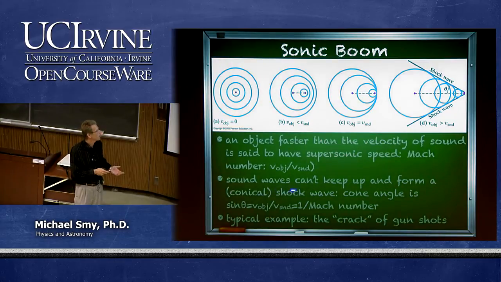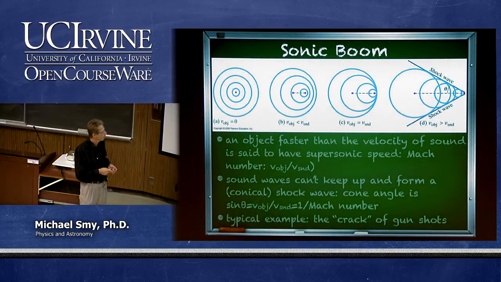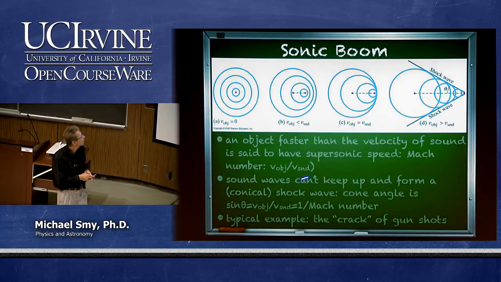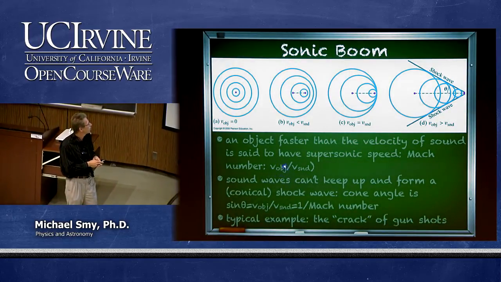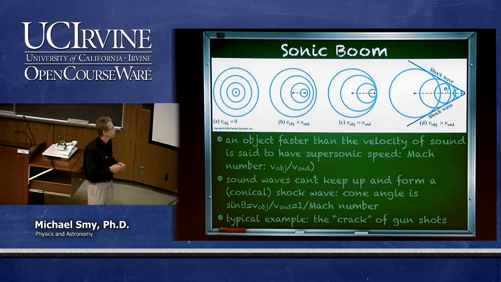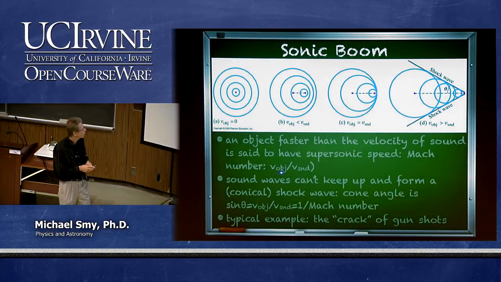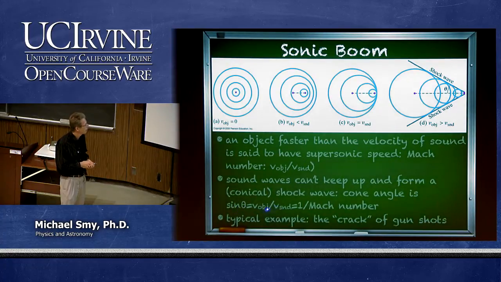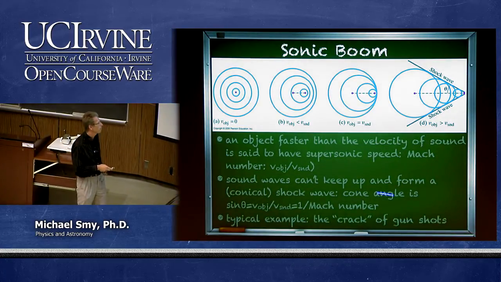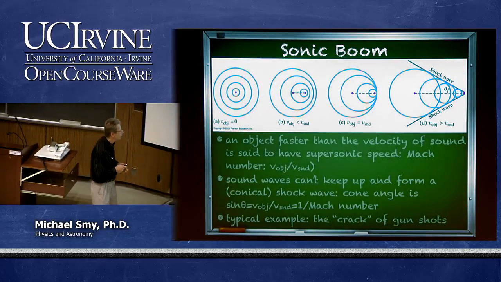And this comes about because sound waves can't keep up with the motion of the object. We can actually define a so-called Mach number, after the physicist Mach, which is the ratio of the object speed divided by the sound speed. A plane moving with Mach number 2 means it moves twice as fast as the speed of sound. And this Mach number is related to the opening angle of this cone. Opening angle means half the angle of this conical shape. And the sine of this opening angle is v sound over v object. And therefore this is inversely related to the Mach number.